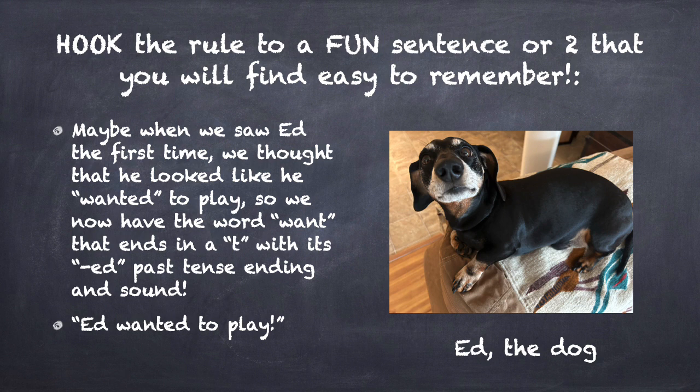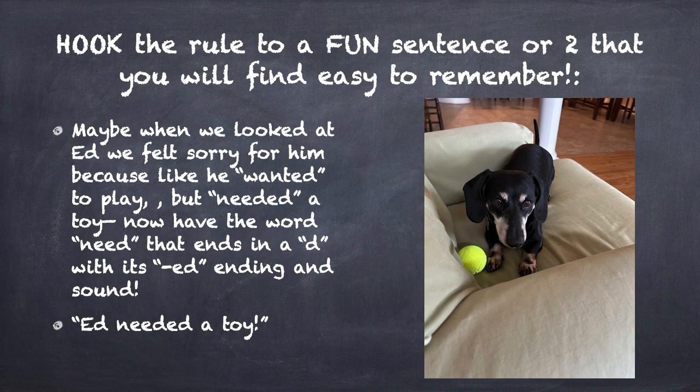So we've used a verb that ends in T in our fun sentence, and now we're going to add a verb that ends in a D with another fun sentence that completes the two rules. So here we go. Maybe when we looked at Ed, we felt sorry for him because he wanted to play, but needed a toy. Now we have the word need that ends in a D with its ed ending and sound. Ed needed a toy.